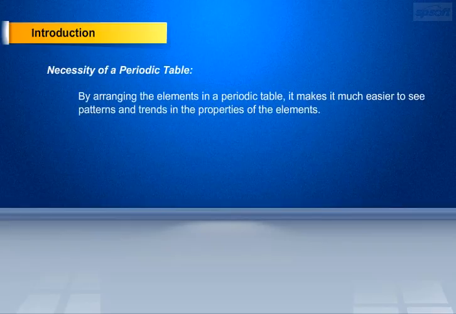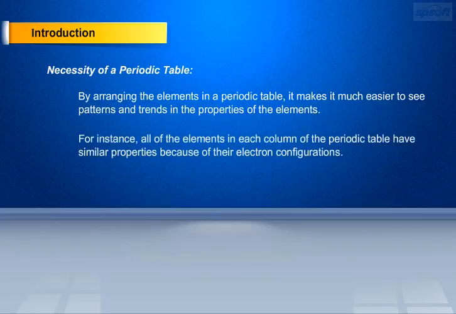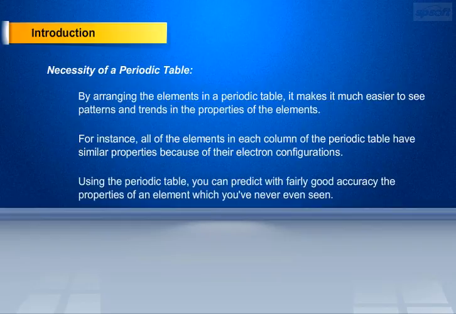By arranging the elements in a periodic table, it makes it much easier to see patterns and trends in the properties of the elements. For instance, all of the elements in each column of the periodic table have similar properties, because of their electron configurations. Using the periodic table, we can predict the accurate properties of an element which we have never even seen.